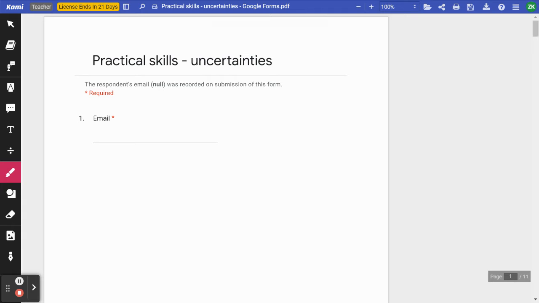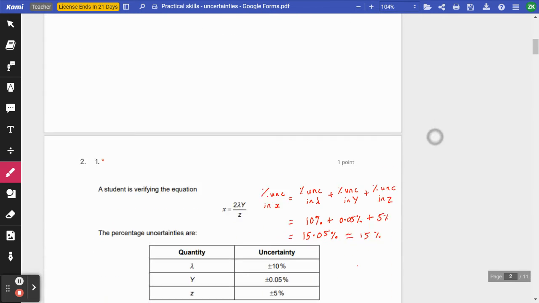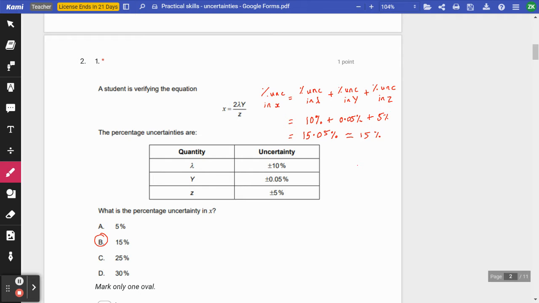Okay, practical skills uncertainties quiz. Here are the answers and me going over the answers. So, question 1 asks you to find out the percentage uncertainty in x.